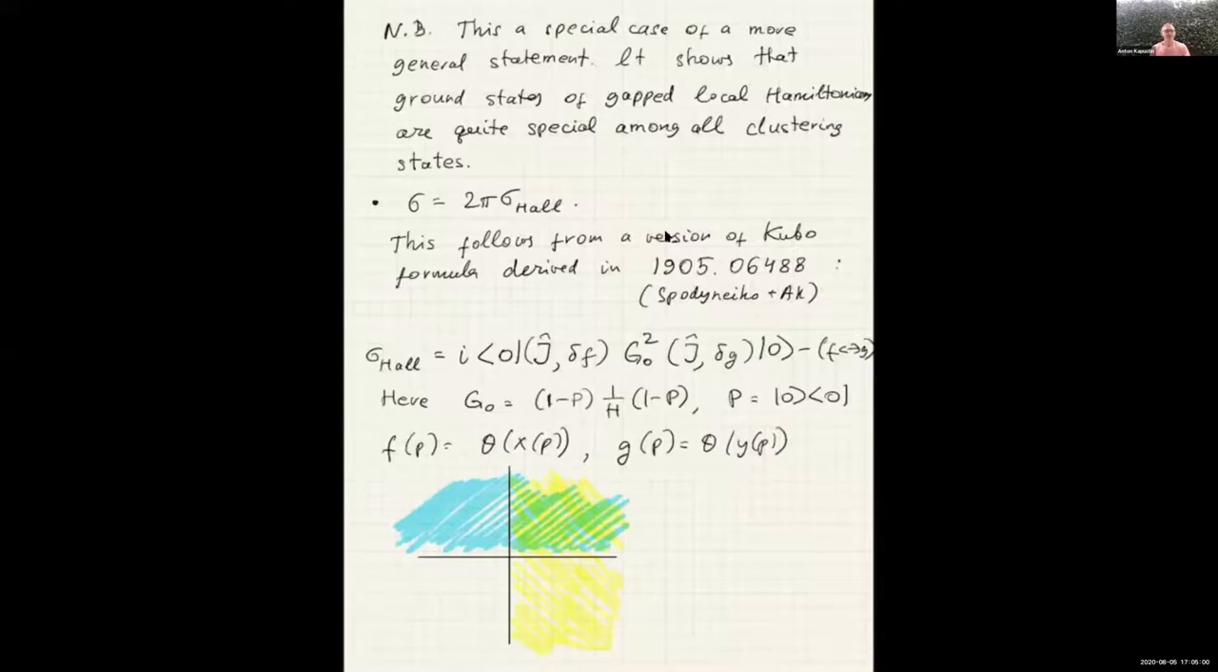So that's actually a special case of a more general statement you can find in the paper. It shows that ground states of gapped local Hamiltonians are quite special. I don't really know how to describe them among all possible clustering states. They have very, very nice properties. But this is the property which I'm using, not the specific Hamiltonian.